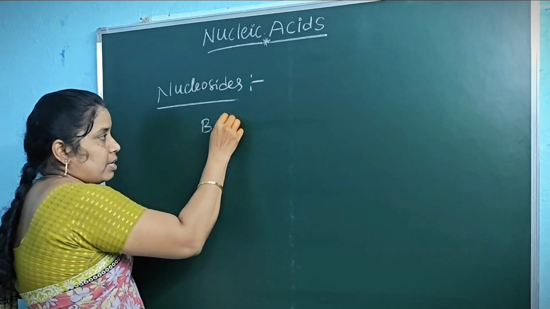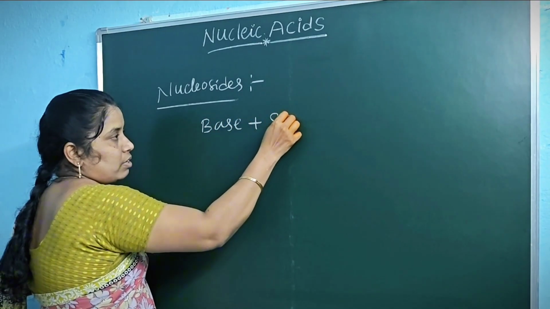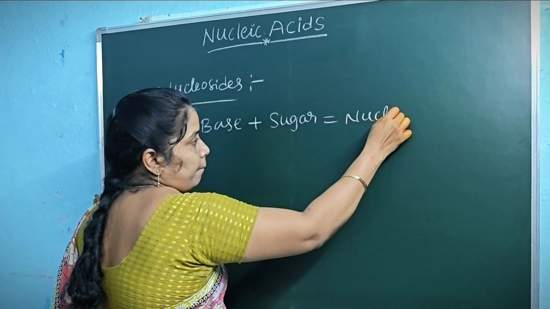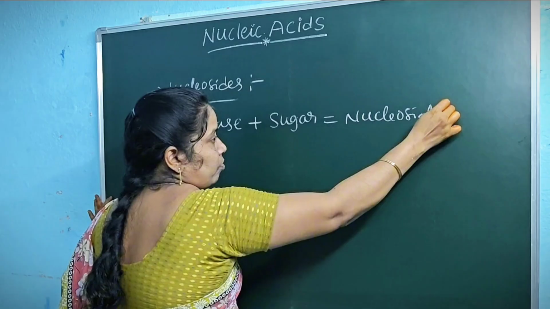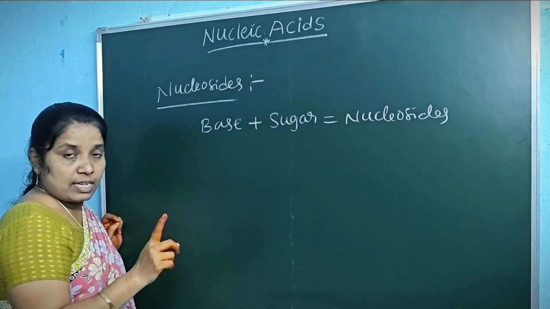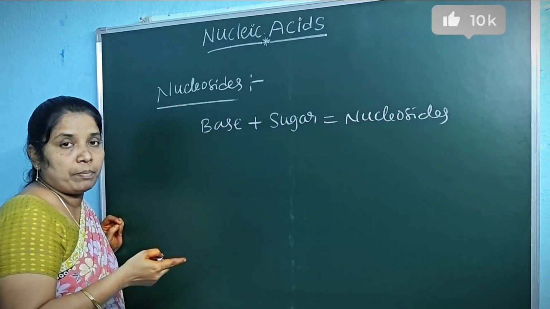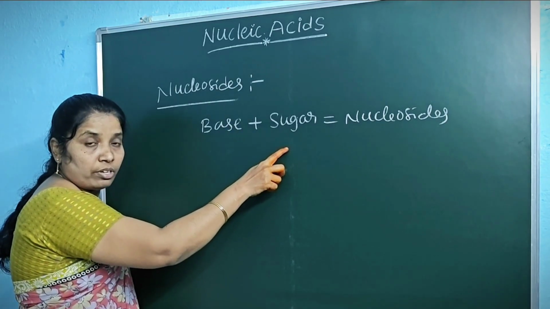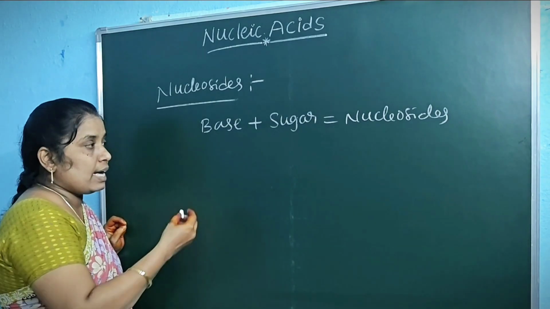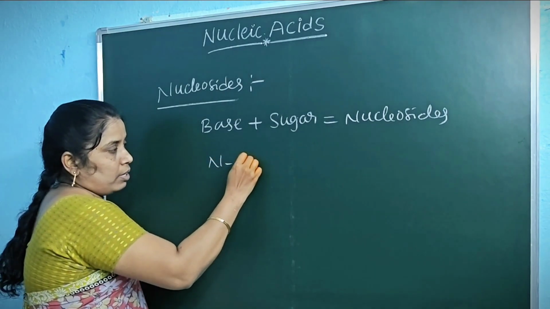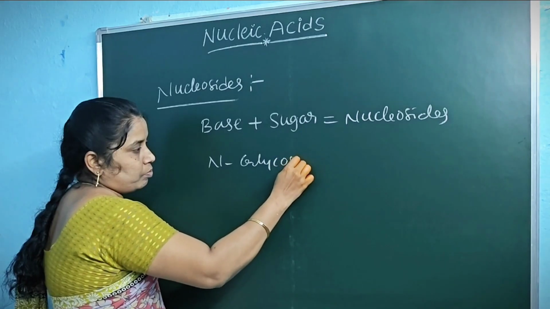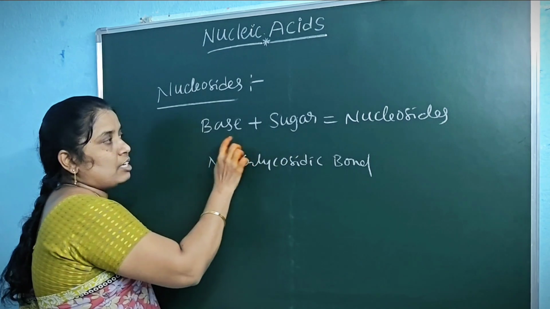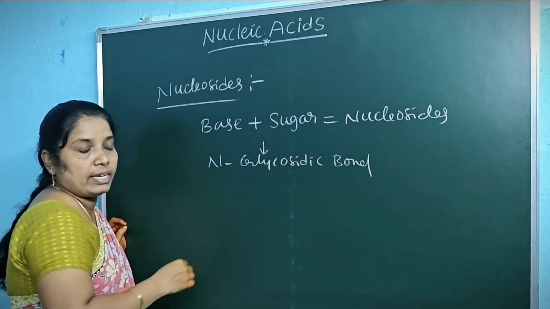So nitrogen base plus sugar is called nucleosides. The nitrogen bases can be either purine or pyrimidine. Purine or pyrimidine, they are linked to the pentose sugar with a bond called N-glycosidic bond. So the bond present in between base and sugar is nothing but N-glycosidic bond.